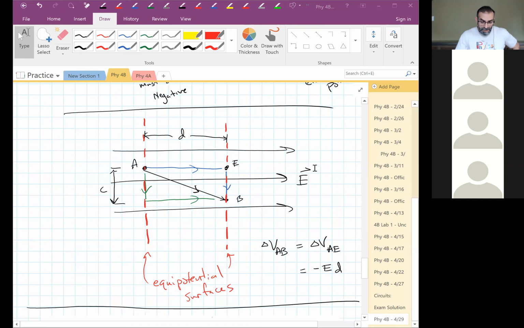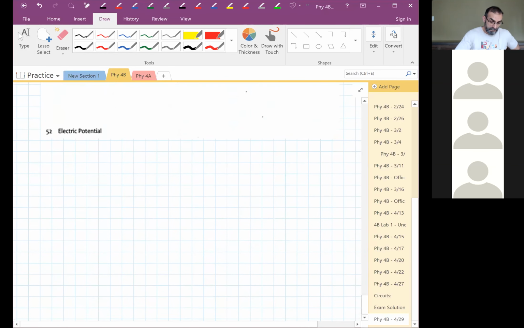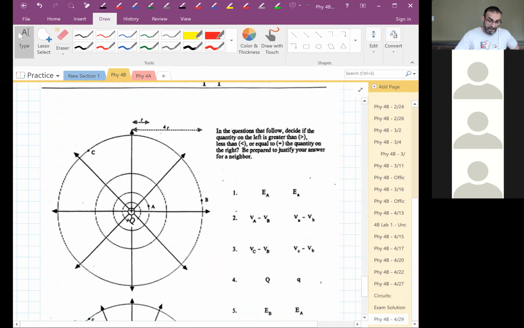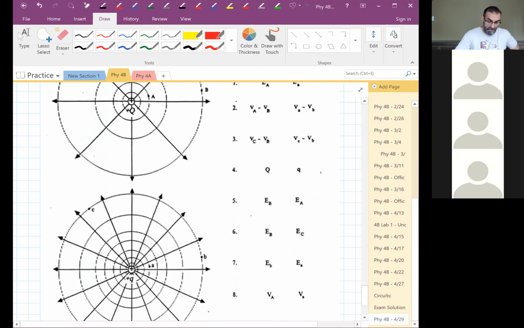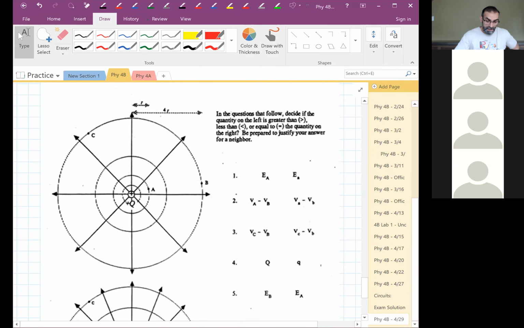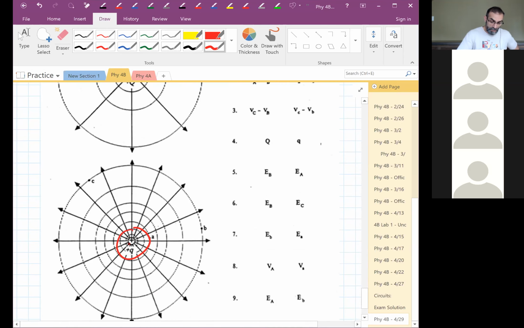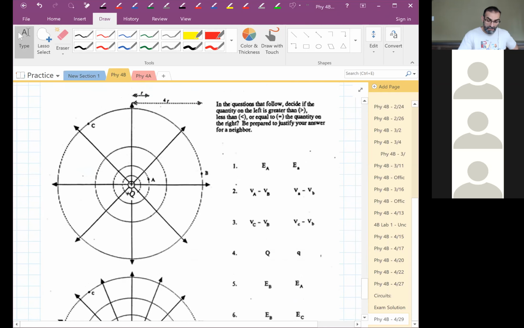All right, so let's take a look at this worksheet. So we've got two situations, plus Q here, and plus lowercase q here. And there's a bunch of questions. We're going to fill in a greater than sign, a less than sign, or an equal sign in between these two columns for every one of these.